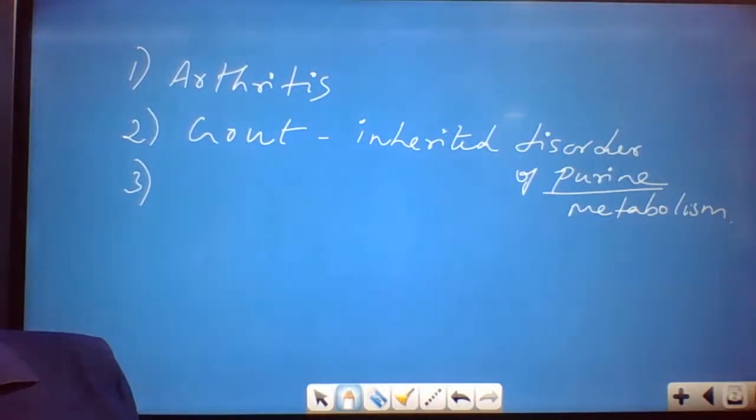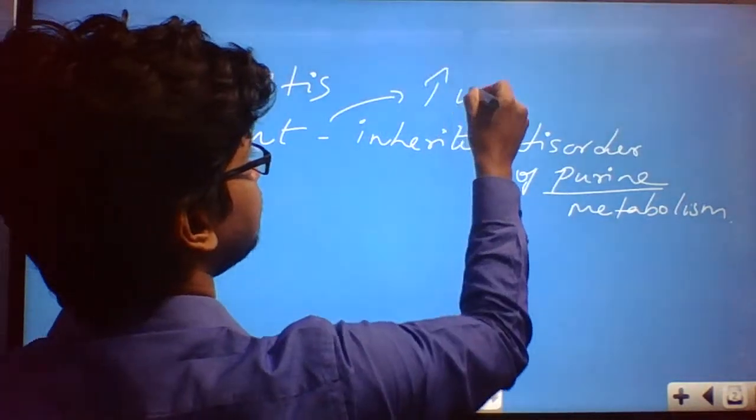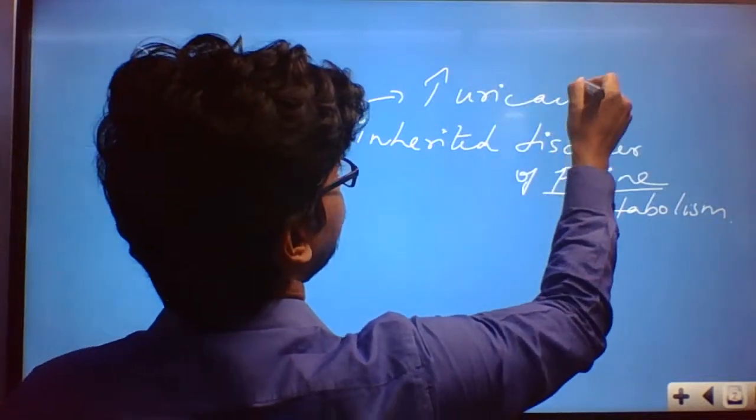Next we move on to osteoporosis. Before going to osteoporosis, gout occurs because of an increase in uric acid.